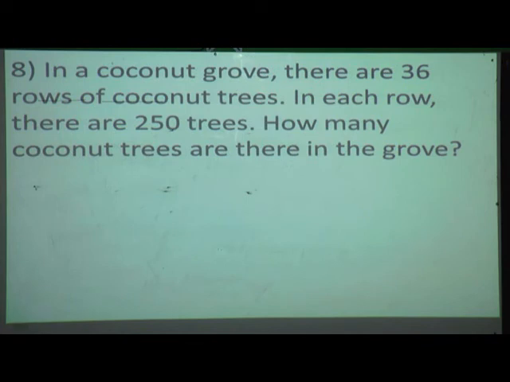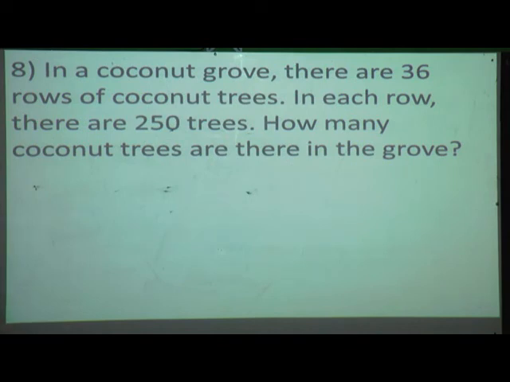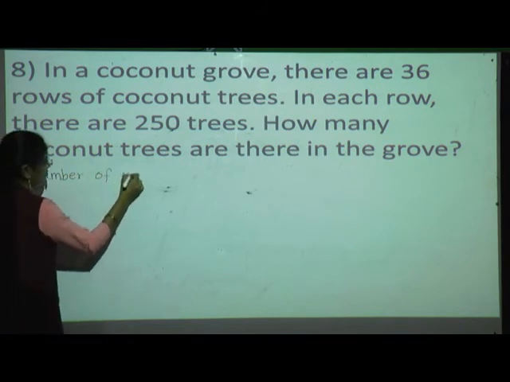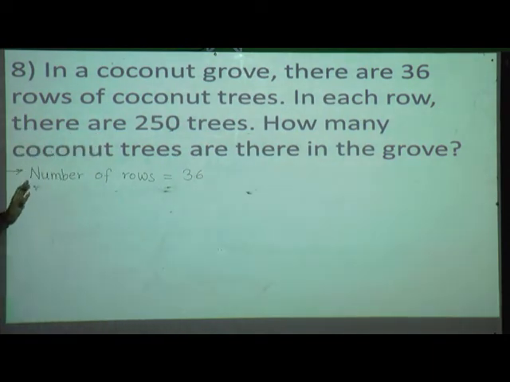What is the question? In a coconut grove, there are 36 rows of coconut trees. In each row, there are 250 trees. How many coconut trees are there in the grove? So, how will you write this? First of all, tell me how many rows are there? There are 36 rows. So we'll write here number of rows is equal to 36.